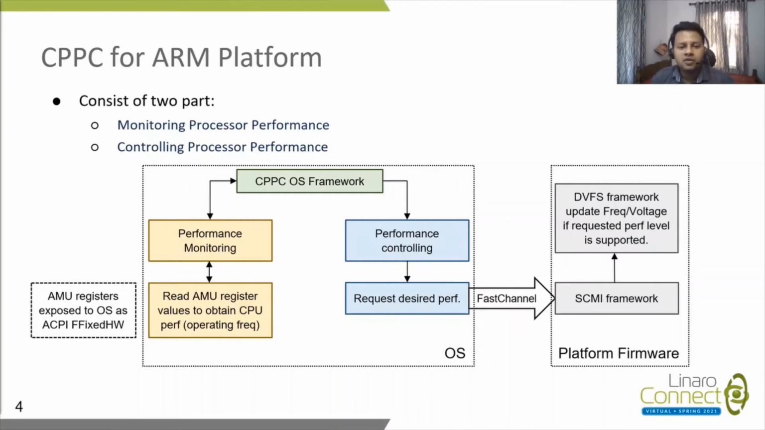On performance controlling, the OS will request the desired performance to the platform firmware over the fast channel, or the SCMI fast channel, and on receiving the performance change request, the platform firmware will check whether the requested performance level is supported. If the level is supported, then the platform firmware uses the DVFS framework to update the frequency and voltage of the respective core.